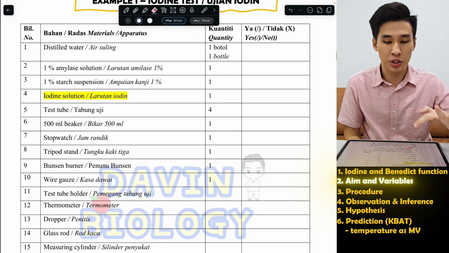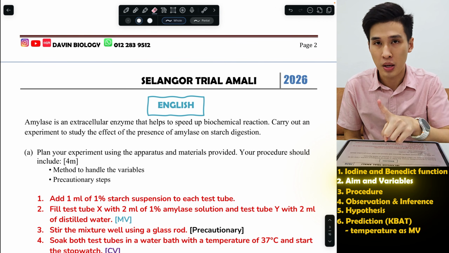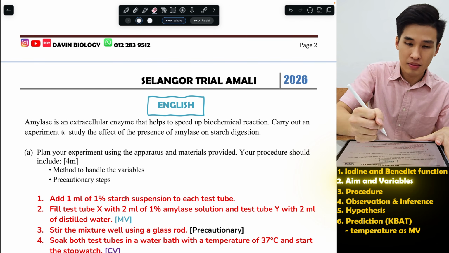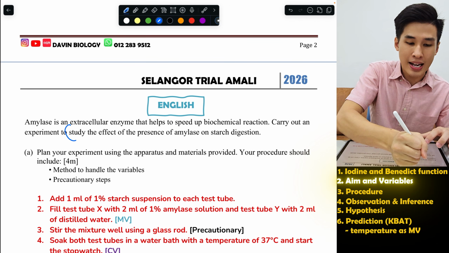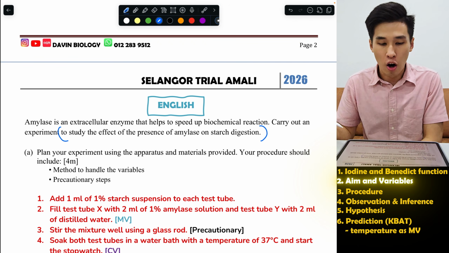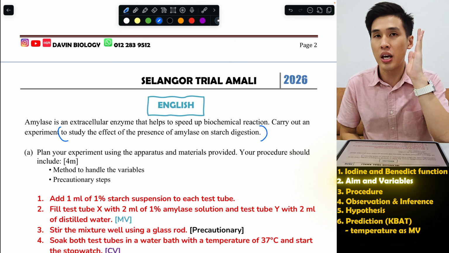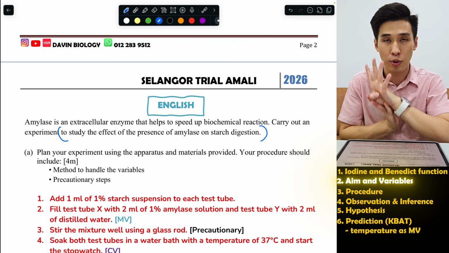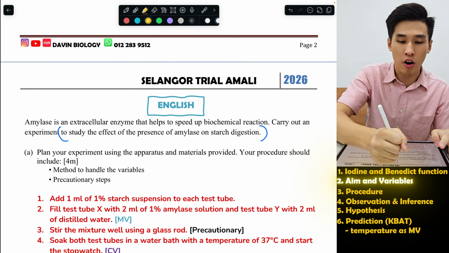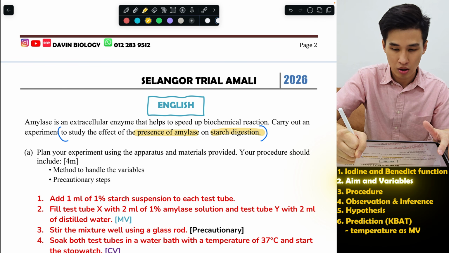After the list of apparatus and materials, the next thing to do is read the question. You must read the question, especially this sentence, which they will always write: to study, to identify, to investigate the effect of so and so. This is the aim of your experiment, because if you don't know the aim, you don't know what you're doing, and most importantly, you don't know the variables. So they say here, to study the effect of presence of amylase on starch digestion.